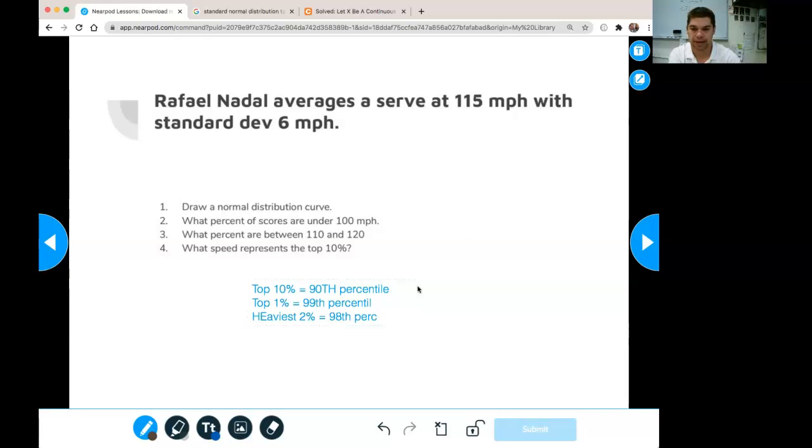All right, so we have all of those percentiles. All right. But like I said, watch the video to figure out how to work backwards doing the inverse function. What speed represents the top 10%? So that's x. So we got to work backwards to find x.